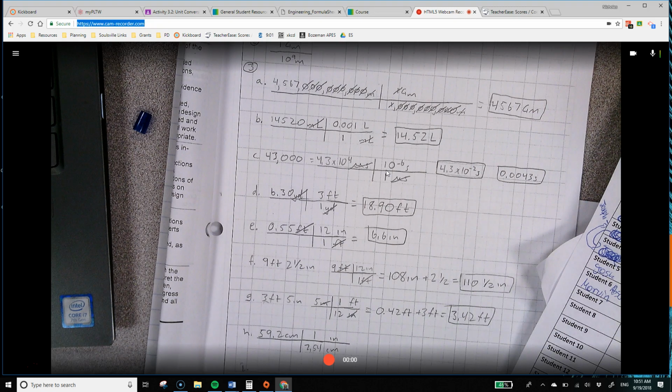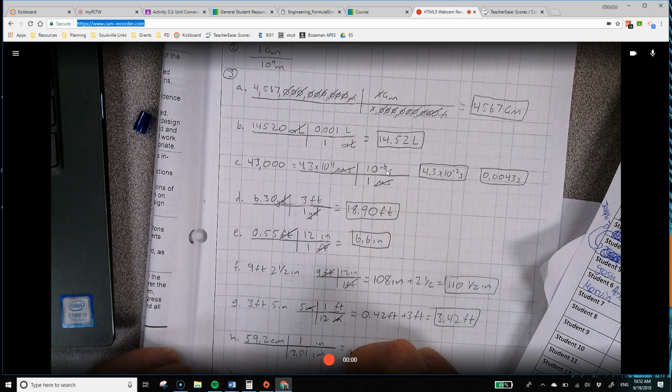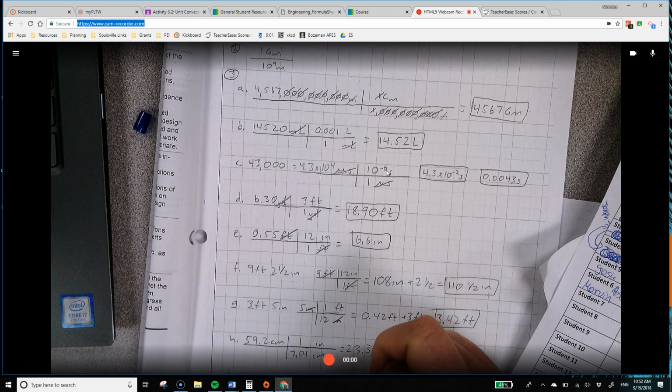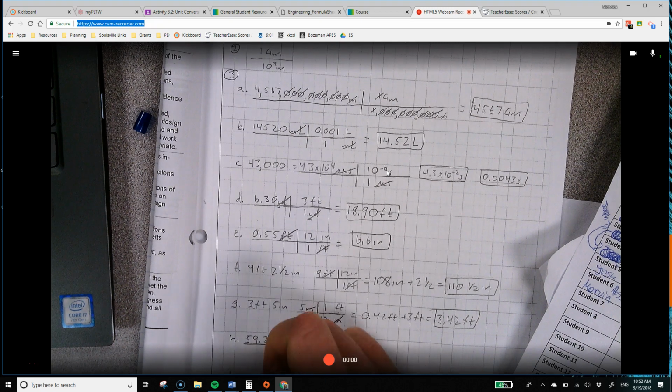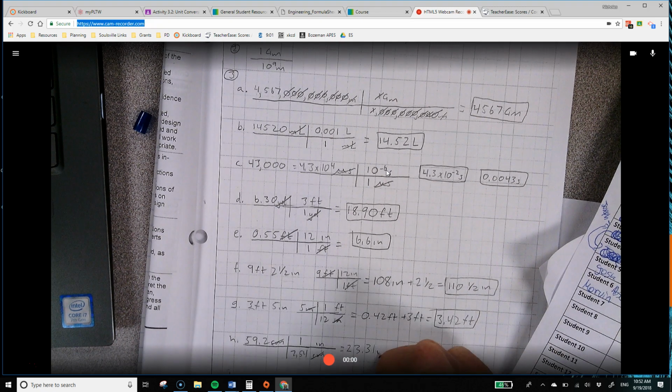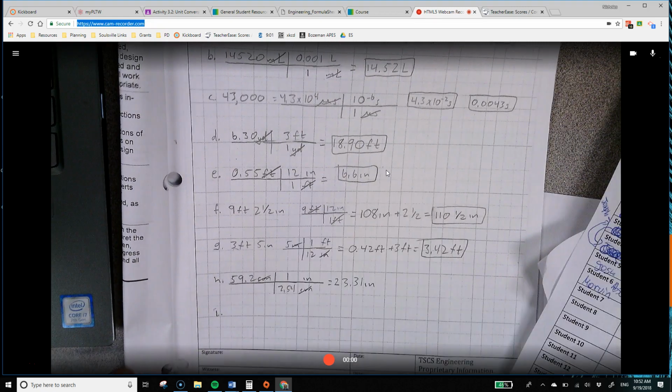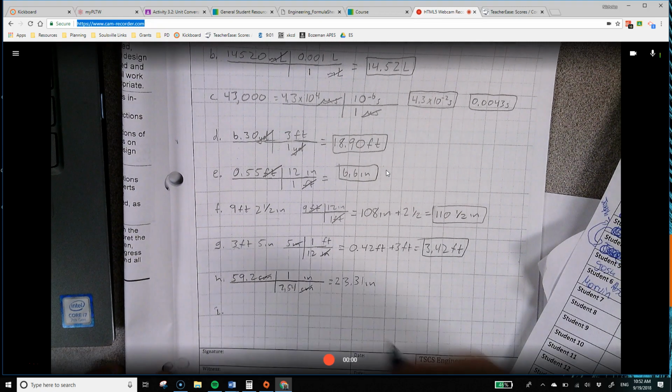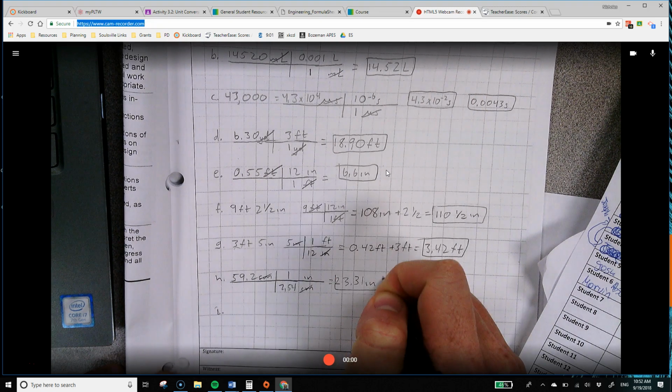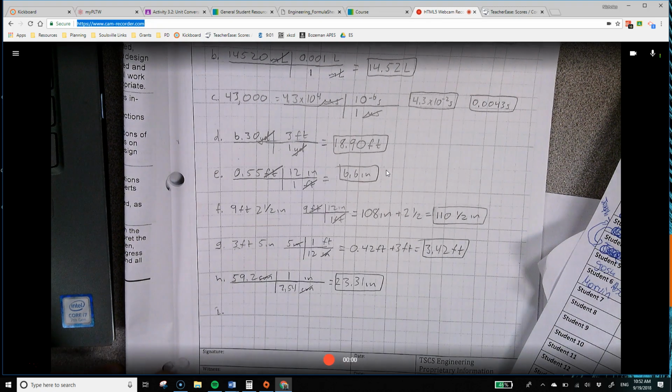All right, 59.2 divided by 2.54. Who's got it? 23.31. We agree. And yes, I forgot to cross out my centimeters. Inches is my unit there. And I always box my answer. All right, and finally, the last one we're going to do together is I.